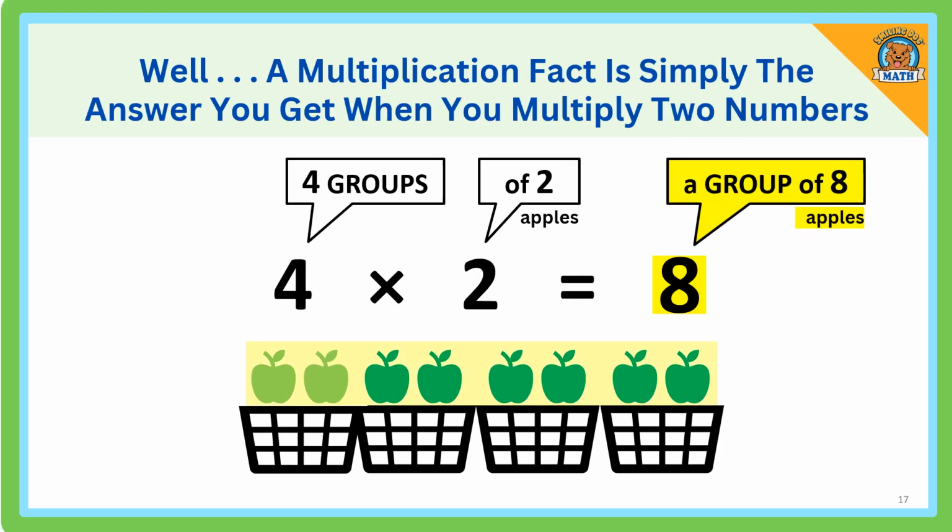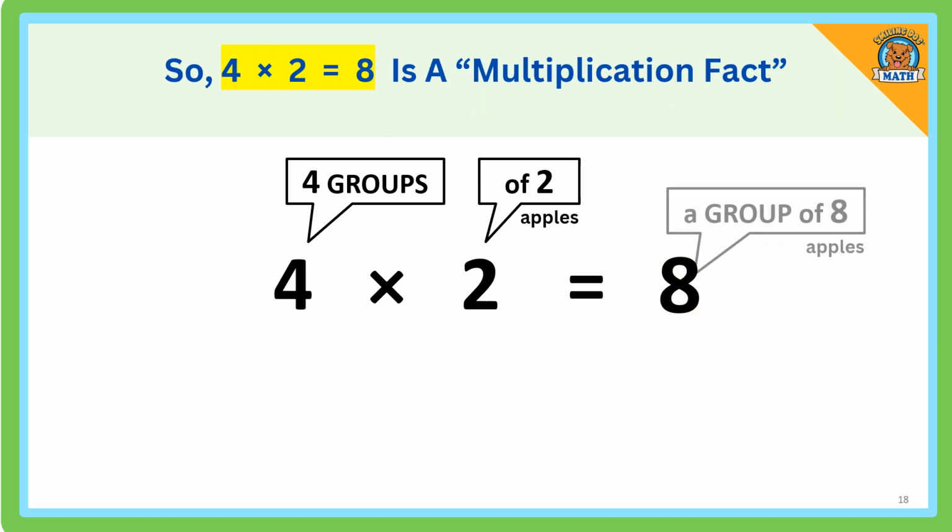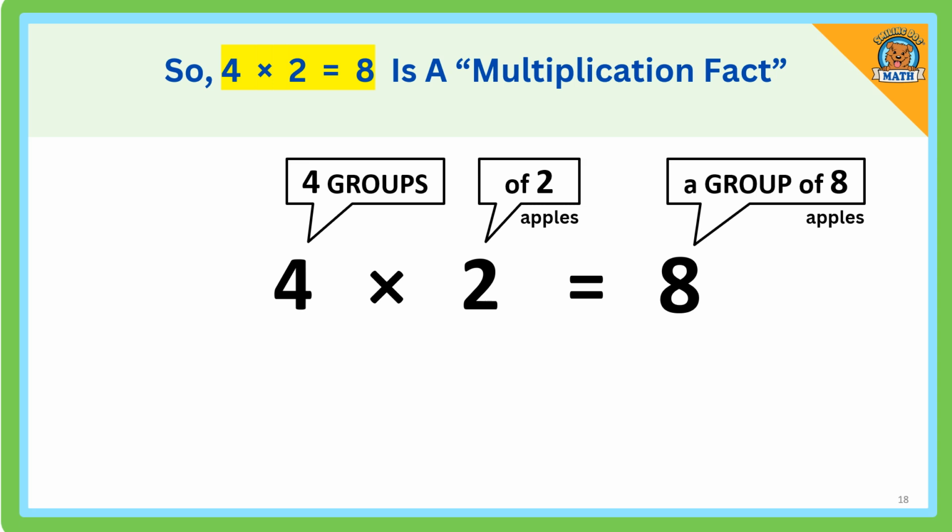Well, a multiplication fact is simply the answer that you get when you multiply 2 numbers together. So 4 groups of 2 apples equals a group of 8 apples. 4 times 2 equals 8 is what we call a multiplication fact.